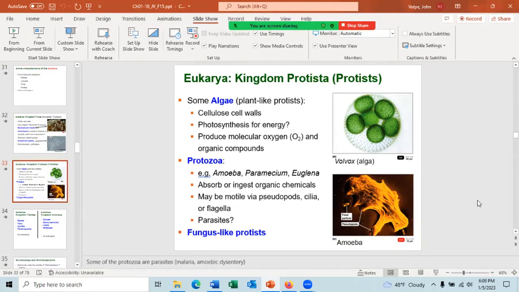All right, let's move on to the kingdom Protista, the protists. As I mentioned, this kingdom is not monophyletic. It never was. It's simply defined as a eukaryote that is not a plant, not an animal, and not a fungus. Some of the kingdom Protista are algae, and they are plant-like protists. They have cellulose in their cell walls. They are photosynthetic, meaning they make their own food from light, carbon dioxide, and water. They do tend to produce molecular oxygen, as well as organic chemical compounds such as glucose.